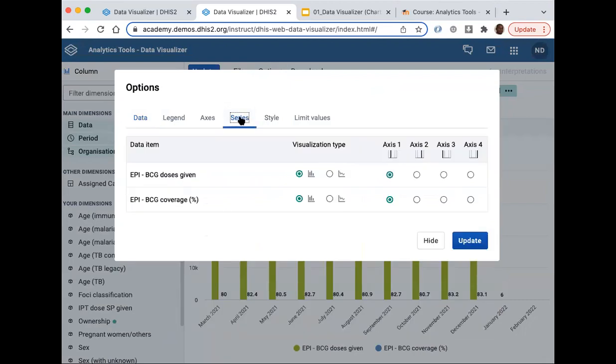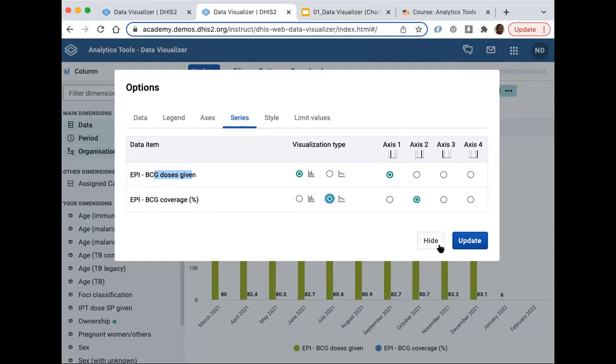So under settings, you will see that now I have my two data items. One is the BCG coverage. So I can decide to put this one on axis one, and then probably this one I put on axis two. And I can decide whether I'm going to use a bar chart, or for the other one, I can use a line graph. Those are the two options now that we have for this. So if I had a third indicator, it would also be able to show that. And let's for now deal with two.